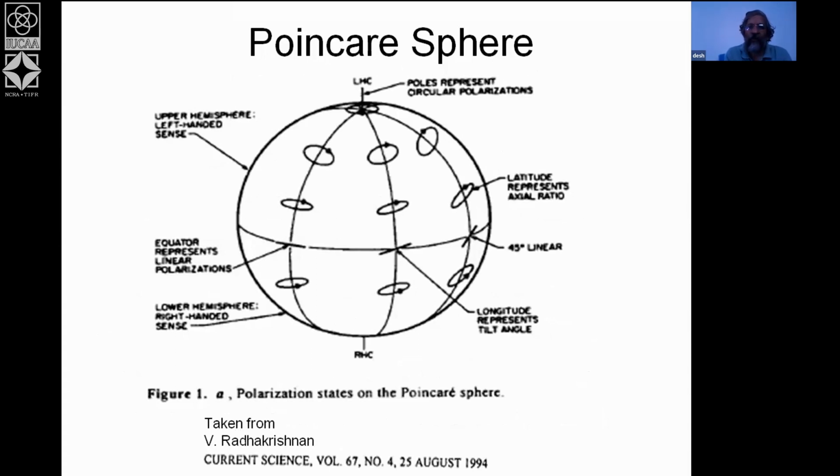It's useful to have a tool for visualizing this, and this was provided by Poincaré, where the Poincaré sphere can represent all the states of polarization in the following way. The poles represent the pure circular polarizations at the two ends, and the equator defines pure linear polarization. As you go along the circumference at the equator, the orientation of the linear polarization changes from horizontal to vertical.